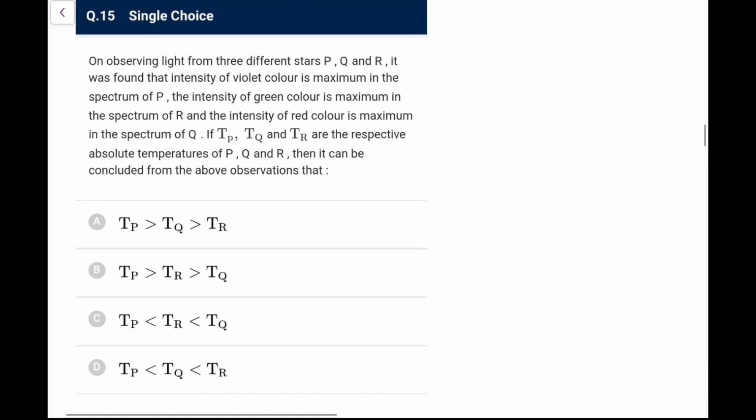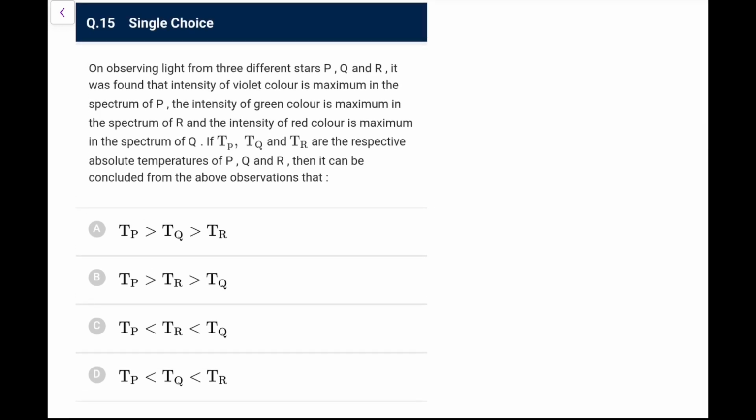On observing light from 3 different stars P, Q, R, it is found that the intensity of violet is maximum in P, green in R, and red in Q. So directly from Wien's law, lambda times T is constant, so the lesser the lambda, the greater the temperature. So the violet one will have the maximum temperature, and the red one will have the least temperature.